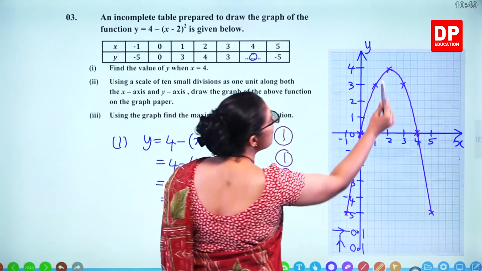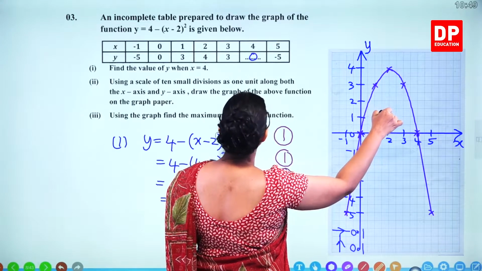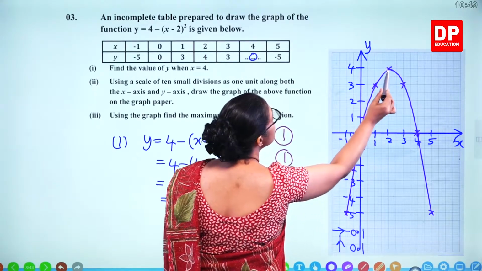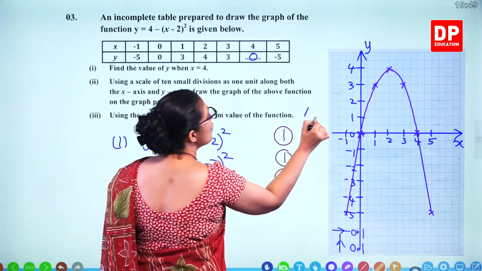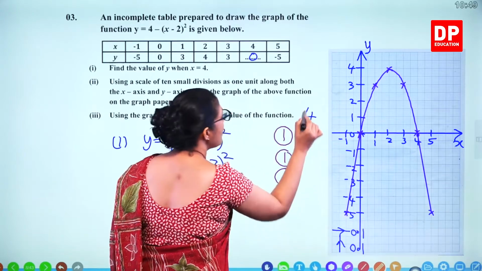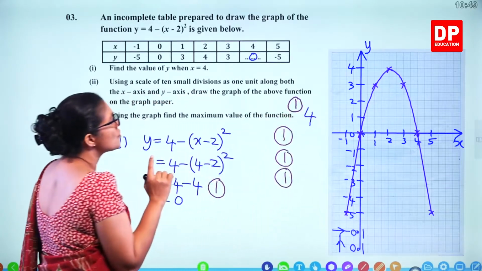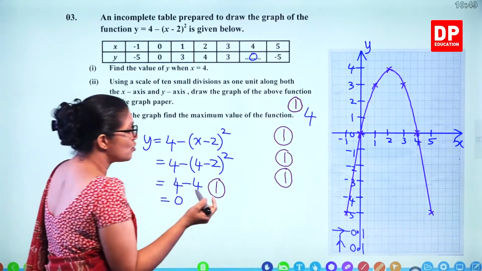Then it says third part, using the graph, find the maximum value of the function. So what is the maximum value? This one. Maximum value of the function. So only the y value. That's 4. So maximum value is 4. So you are getting another 1 mark for that. So those are the 3 parts. So let's do the other 2 parts.